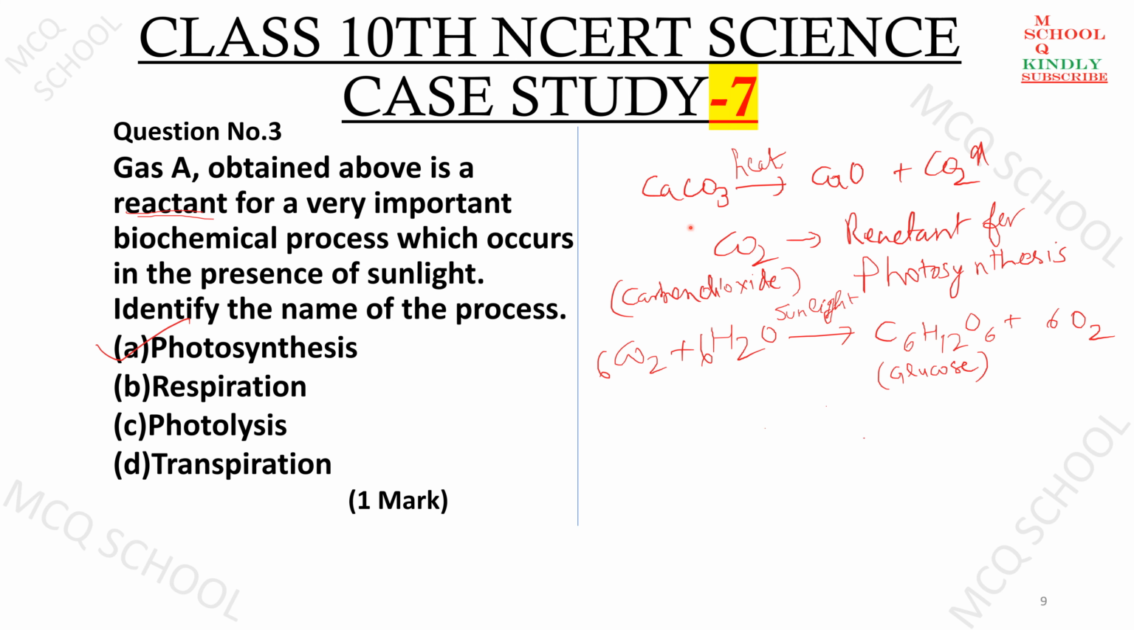In the previous chemical equation, calcium carbonate when heated forms calcium oxide and carbon dioxide. This carbon dioxide is the reactant for the photosynthesis process. In photosynthesis in plants, carbon dioxide and water in the presence of sunlight form glucose and oxygen. So the answer for this question is photosynthesis. In this biochemical process, in the presence of sunlight, the carbon dioxide is used to form glucose.